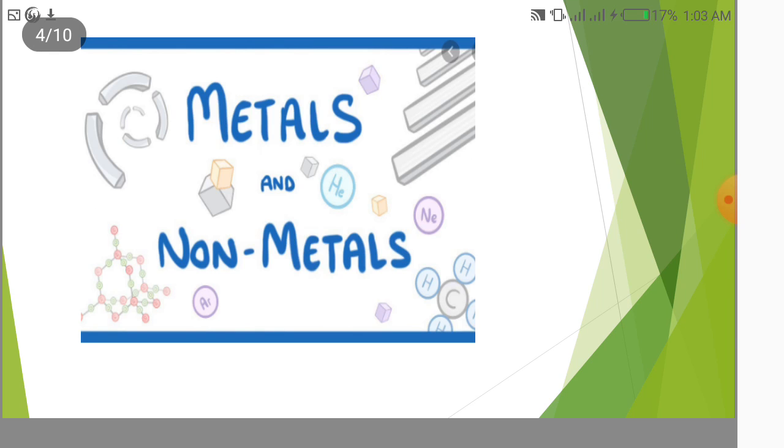Next, we are going to discuss metals and non-metals. Elements can be sorted into groups according to their properties. Are they dull or shiny? Are they liquid, solid, or a gas? Probably the simplest way of classifying elements is by dividing them into metals or non-metals.